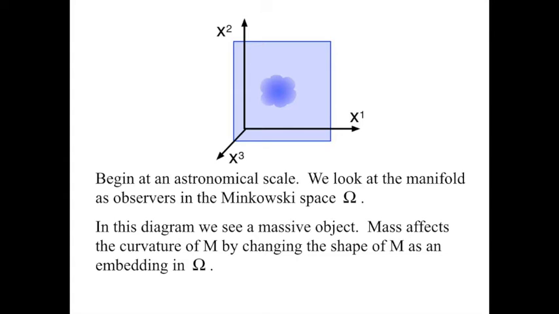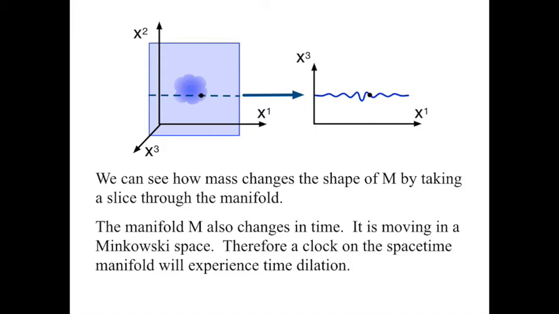We can see how the mass changes the shape of M by taking a slice through the manifold. Then we look at that slice in the dimensions x1 and x3. We see that the manifold is not flat, but rather it has waves extending up in the direction x3. And if we're looking at a 3-dimensional manifold embedded in a 5-dimensional space, we would see those waves extending into the dimensions x4 and x5.